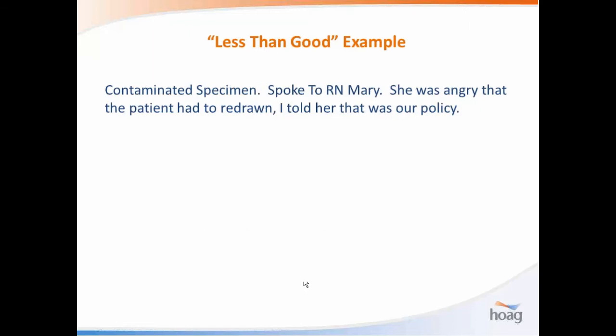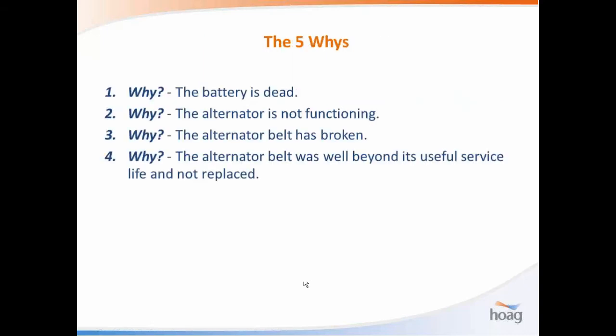This is an actual not-so-good example. "We had a contaminated sample, spoke to the nurse. She was angry the patient had to be redrawn. I told her it was our policy." So in the previous example, it was focused on the system. This one's clearly focused on an individual. They were more interested in writing up the nurse than writing up the facts of what happened. So this is part of the education that you have to do with your staff and constantly giving feedback to encourage factual reporting.